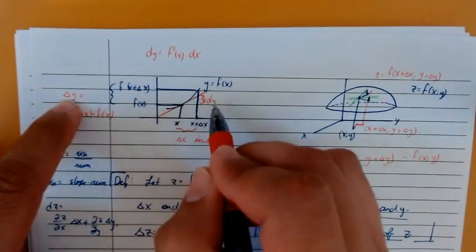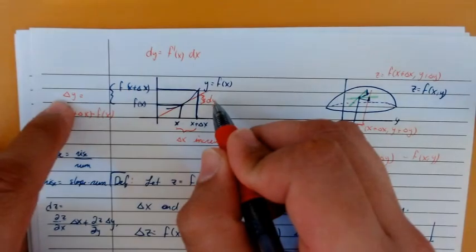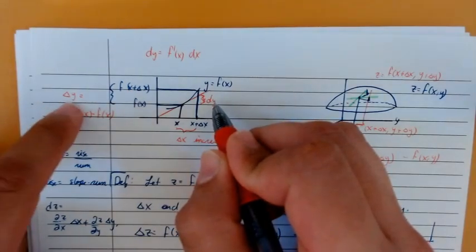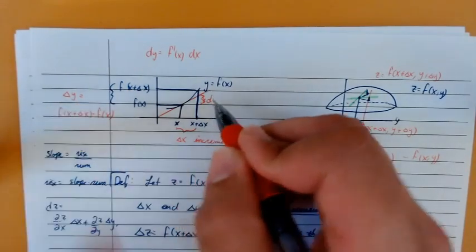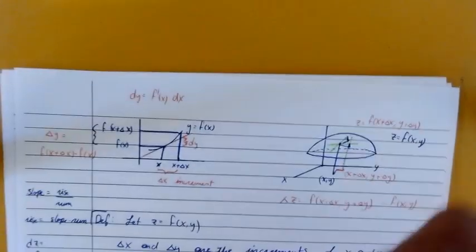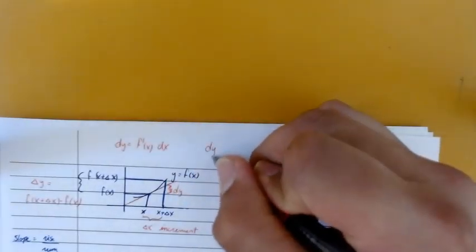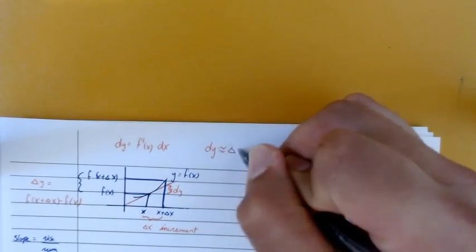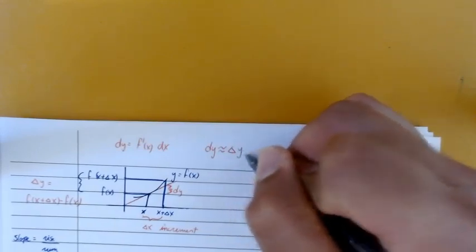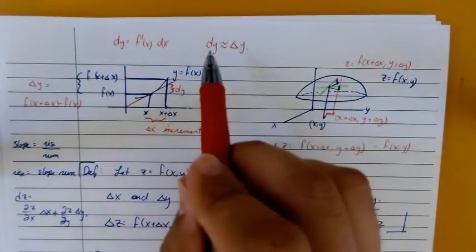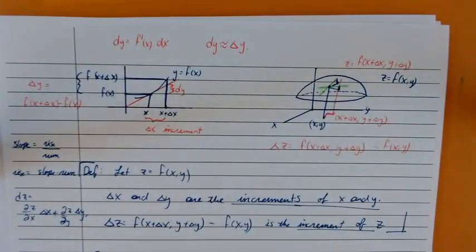Okay, well, notice in Cal 1, that was a good approximation, as long as you weren't too far from your point. That was a good approximation for this increment. In other words, delta y and dy were approximately the same. Delta y is approximately equal to dy. So if you had differentiability, these two were approximately equal to each other.